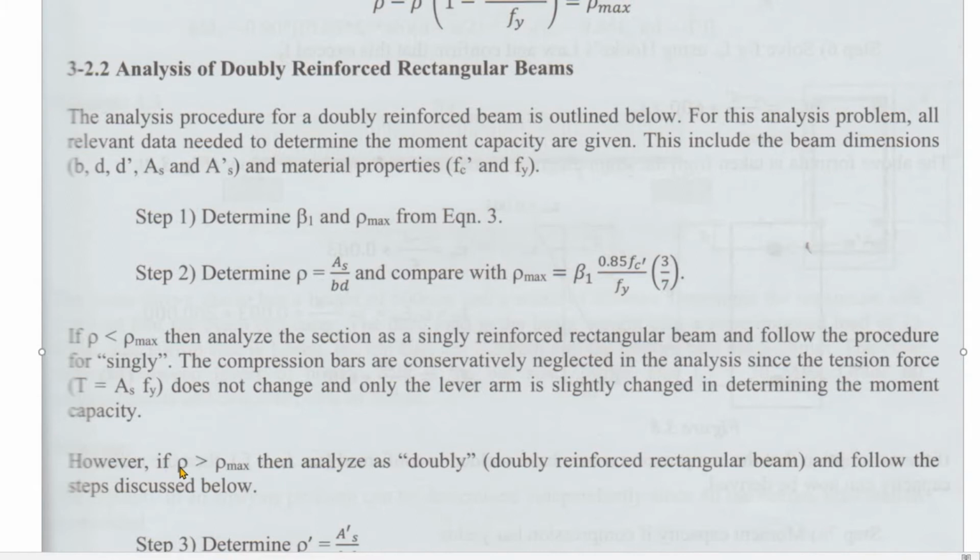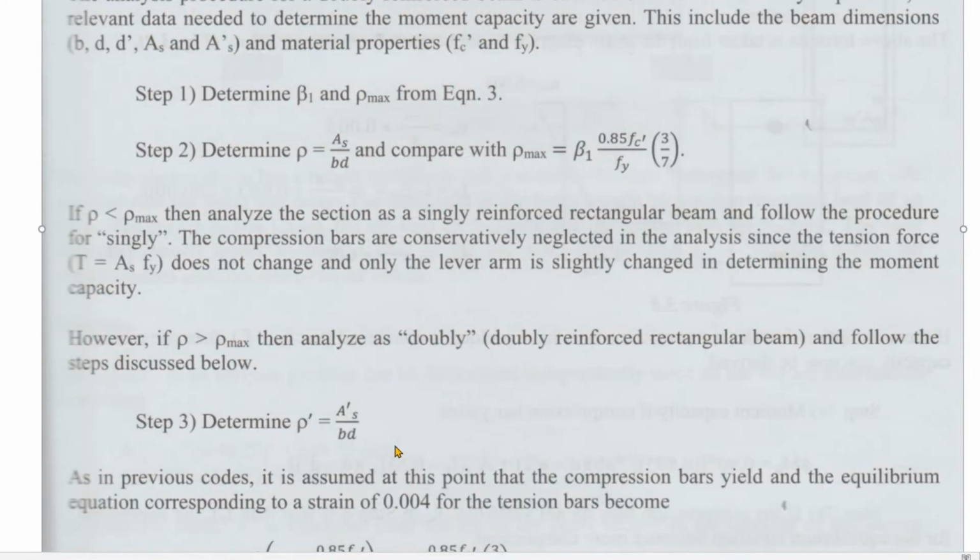However, if rho is greater than rho max, ibig sabihin, marami kang bakal. Okay? Parang over-reinforced siya. Then, analyze as doubly reinforced beam and follow the steps discussed below. Okay, so looking back here again, if rho is greater than rho max, ibig sabihin over-reinforced siya.